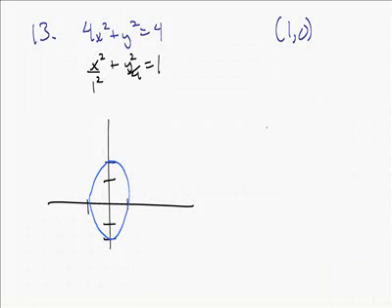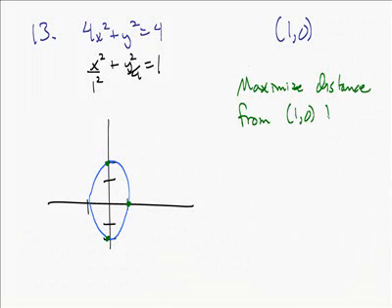So we want to find the points on the ellipse that are furthest away from the point (1, 0). Well, the point (1, 0) is right here. So there's going to be a couple of points, one or more, that are furthest away from this point. Probably some points up here somewhere. All right, so what you want to do here is maximize distance from (1, 0) to some point (x, y).